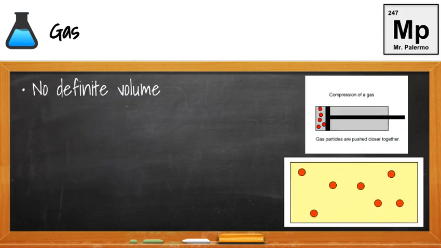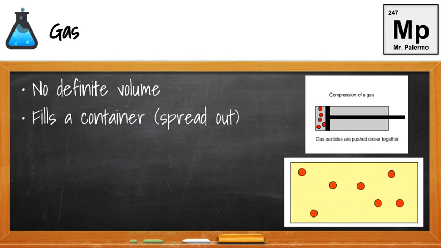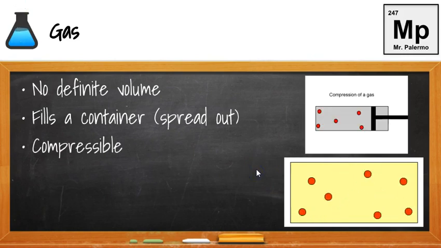Gases have no definite volume and no definite shape. They are always going to spread out and fill a container, as you can see here. It doesn't matter how many particles they have, they're always going to end up filling the container. They're also what is called compressible. So we can take the particles and compress them, meaning push them closer together, as in the example here with the piston.